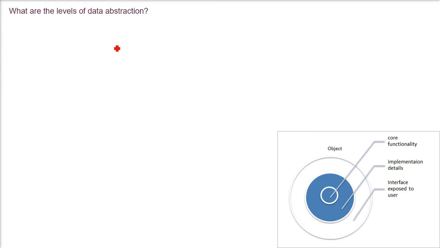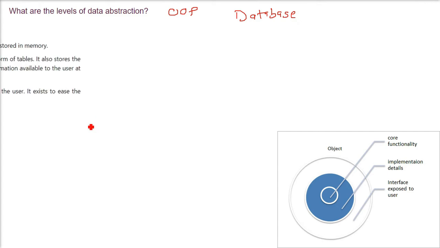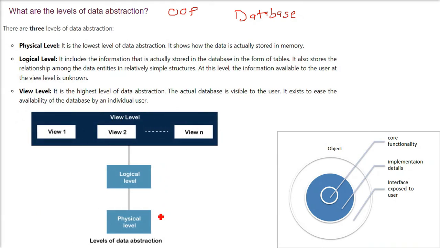What are the levels of data abstraction? Now this is a part of object-oriented programming, but mostly it is talked about in database management systems, DBMS. So in data abstraction, there are a number of levels. It depends on the data or the options or the functionality which are available to the user. So we start with the physical level, that is the lowest level. This is how the database or the content or implementation is actually stored in memory. Then the logical level includes the information that is actually stored in the database in the form of tables.